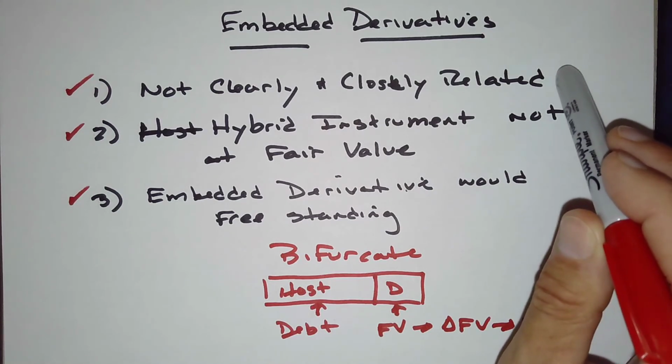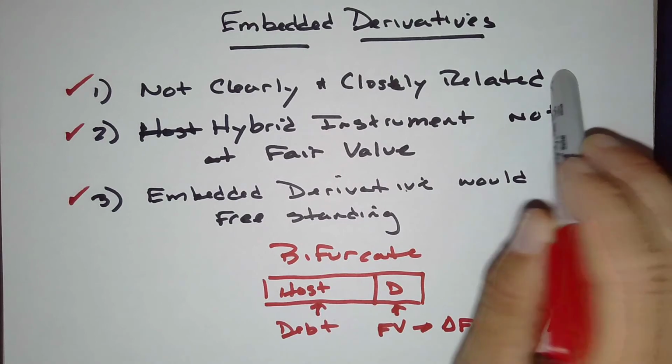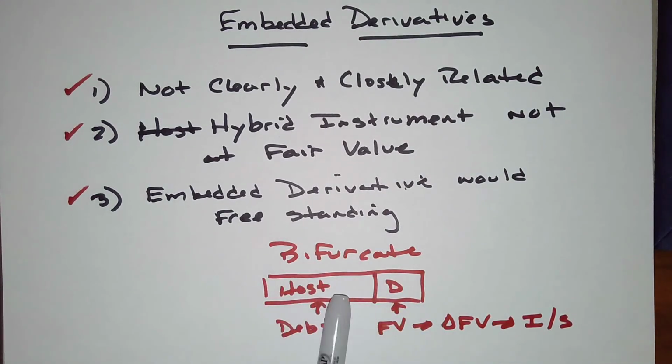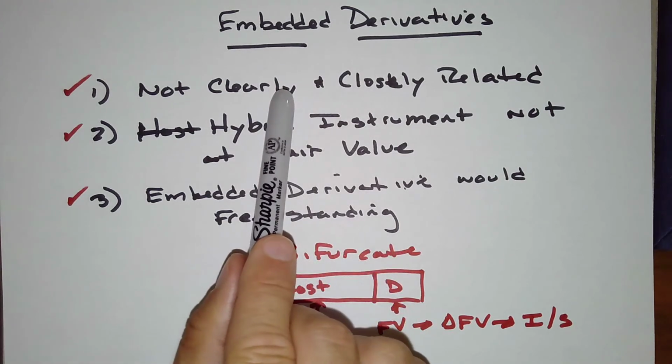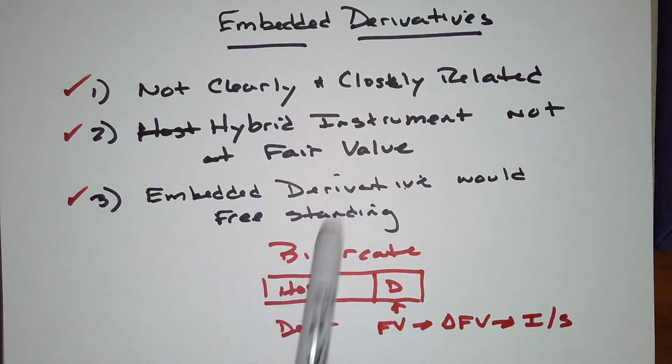Once you have determined that it is clearly and closely related, you no longer have to bifurcate, and however you would have been accounting for the host instrument is how you would account for the hybrid instrument. The exact same way. So if we're dealing with debt and there's an embedded derivative that is clearly and closely related, then we're going to account for the debt at amortized cost as well as the embedded derivative.